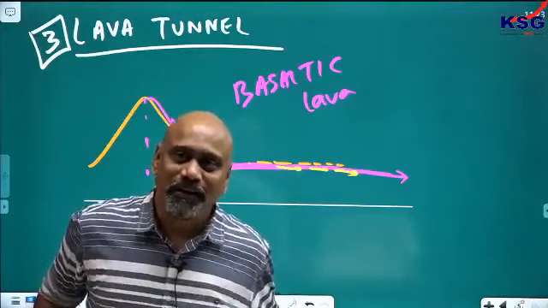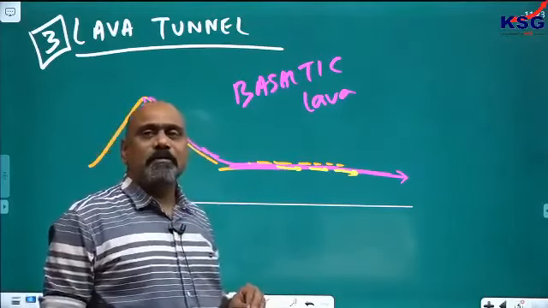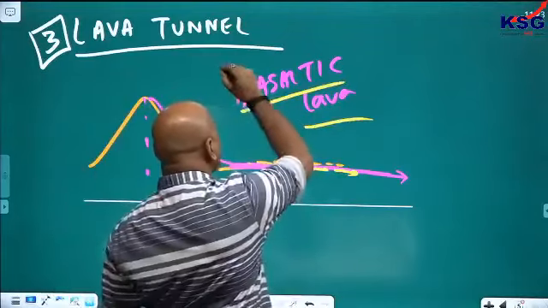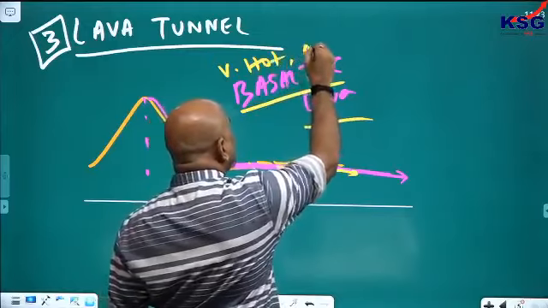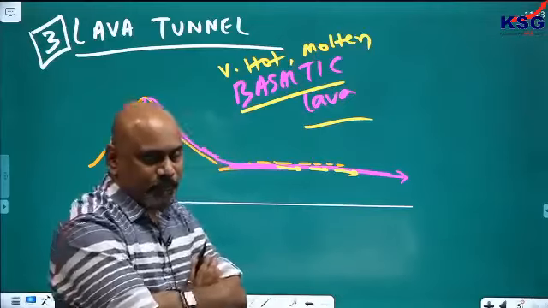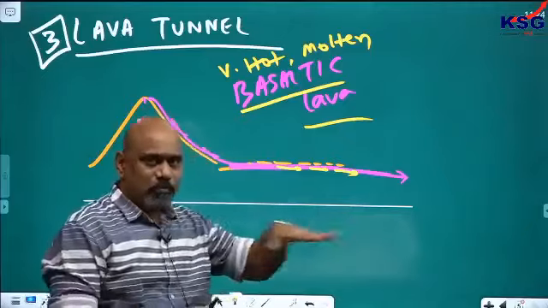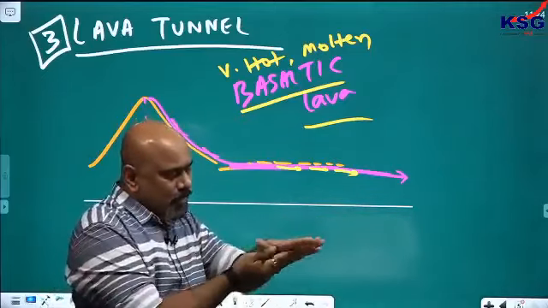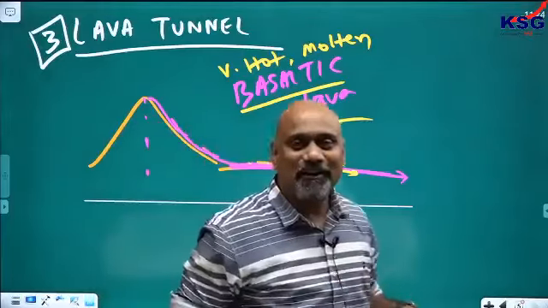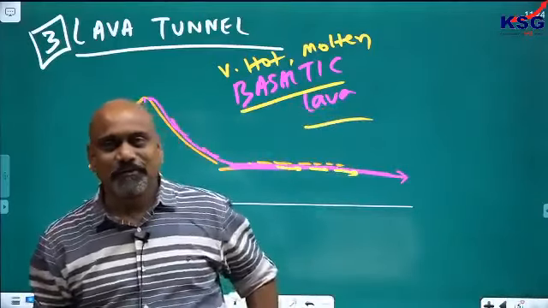This is lava tunnel. You got it now? What I said? Lava tunnels are features developed due to the flow of very hot, molten basaltic lava. In this case, while the magma is flowing, the upper part got solidified, but inside there is flow of lava, magma. So this is lava tunnel. Clear? These are some of the features you will get.